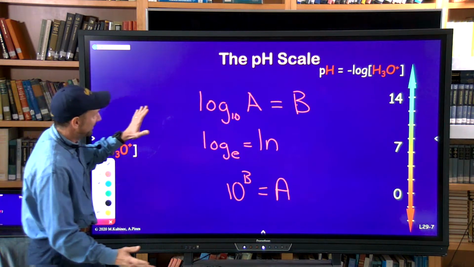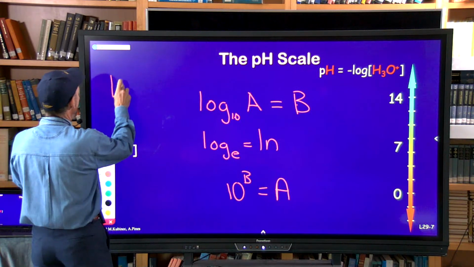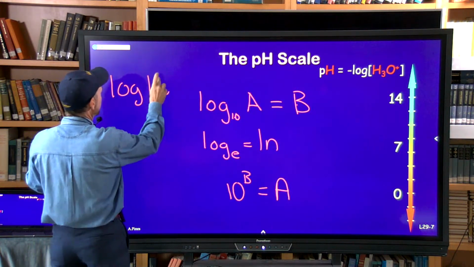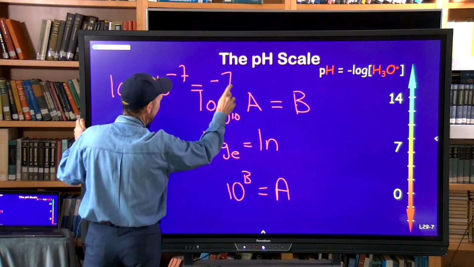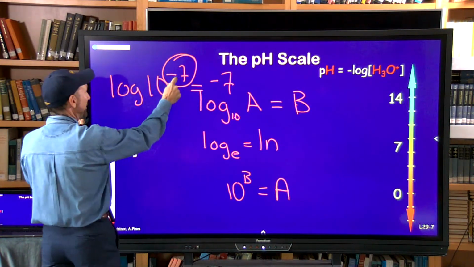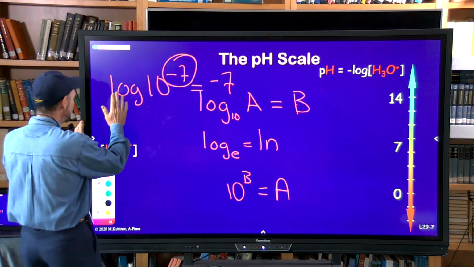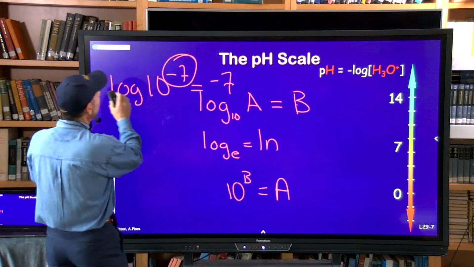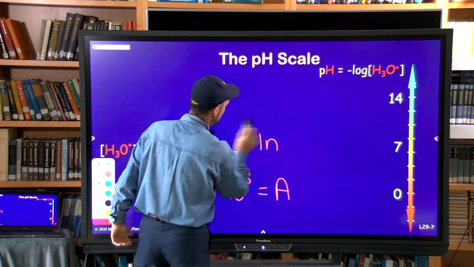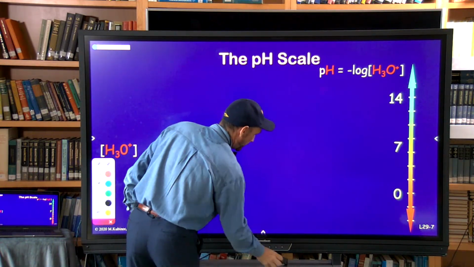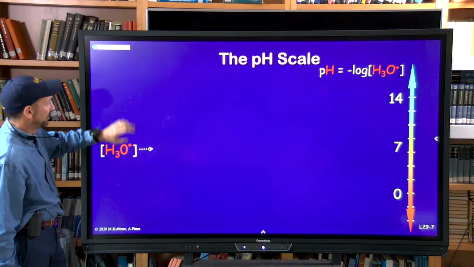So it's simpler than it looks. If you have log of 10 to the minus 7, it equals minus 7. It's just take the exponent is what you're doing. So it's actually a very simple thing. It allows us to talk about just the exponent rather than writing it out as 10 to the minus 7. We do the minus log.